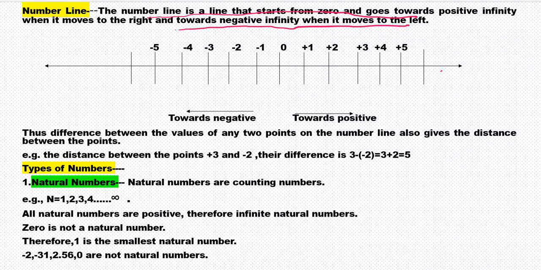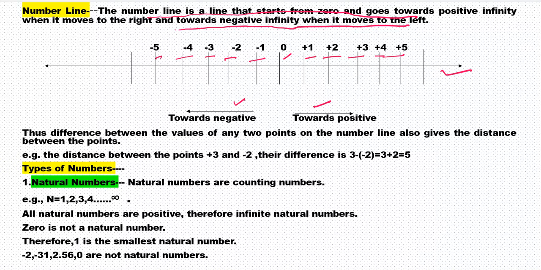Consider this is a straight line, that is a number line. On this line, we place some horizontal bars, starting from 0 and moving towards the left side. This will be negative: -1, -2, -3, -4, -5. Similarly, towards positive, from left to right side: +1, +2, +3, +4, +5. This is towards negative, and this is towards positive.